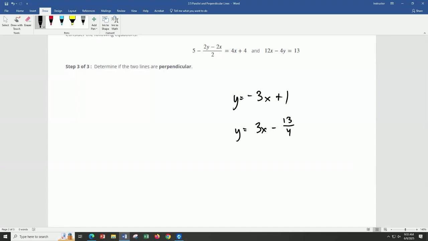One way to check, you can just check real quick. Remember this: m1 times m2 has to equal negative 1. Well, negative 3 times 3 is equal to what? That's negative 9. That is not a negative 1. So what can you tell about this? Is it perpendicular? No.